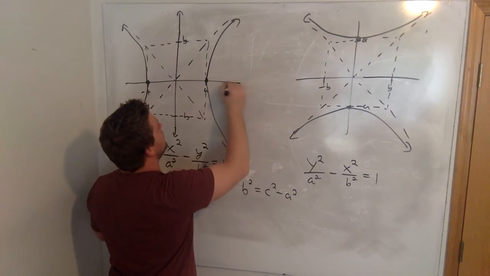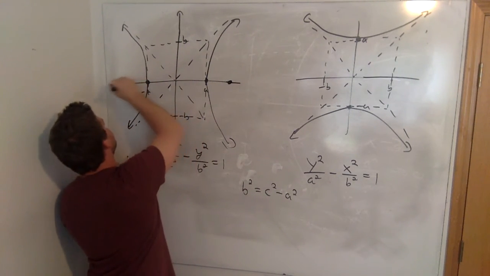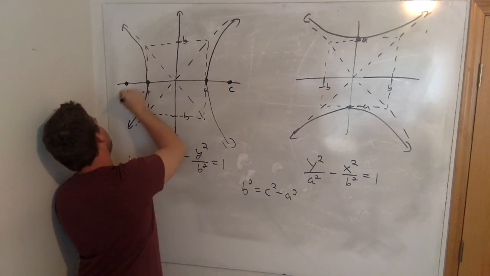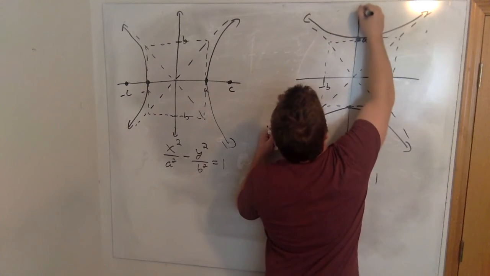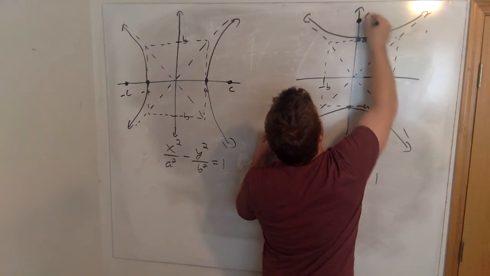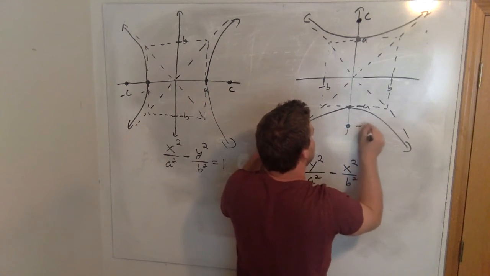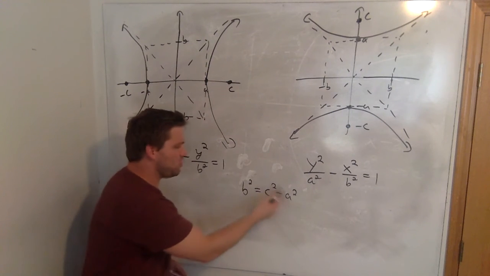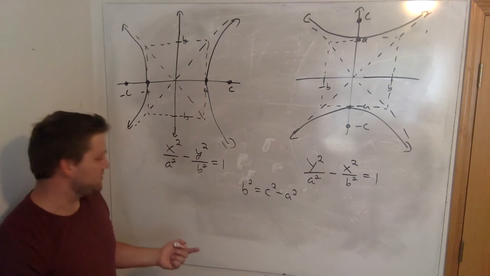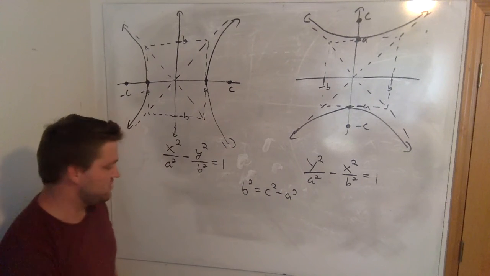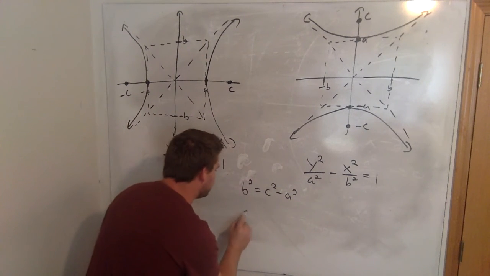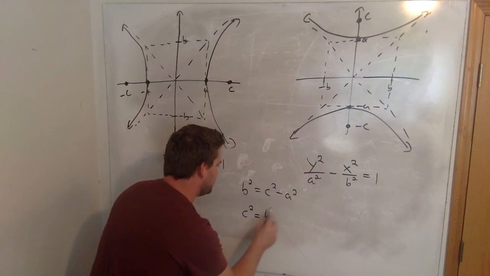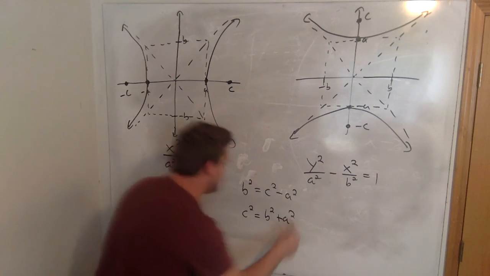Let's remember where the foci are. So here are the foci for this one. I guess this would be over c, this would be over negative c. Over here we would be up c, here down c. This is looking a lot like a Pythagorean theorem. Notice if we rearrange this just a little bit, we would have that c squared would be equal to b squared plus a squared.